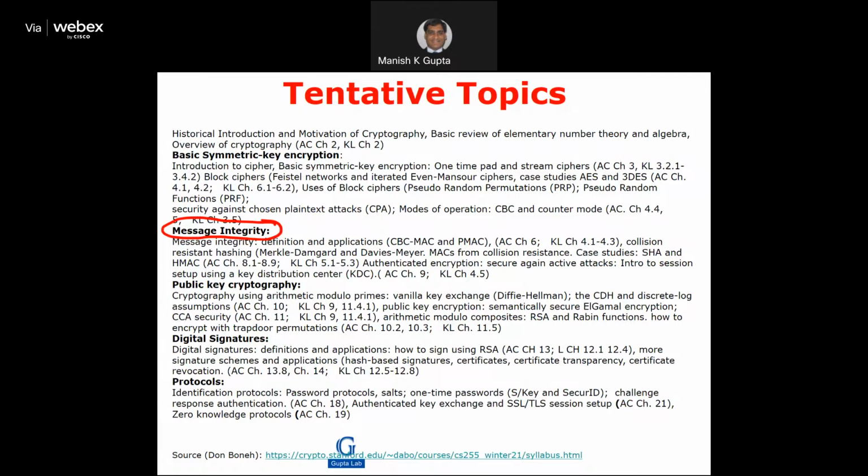Anyway, so we were looking at hash functions. It's a beautiful topic, or message integrity. And in the last class, because there's a large gap here, right? So I just want to recall what we were looking at. So we were trying to construct these hash functions. Why do we need hash functions?